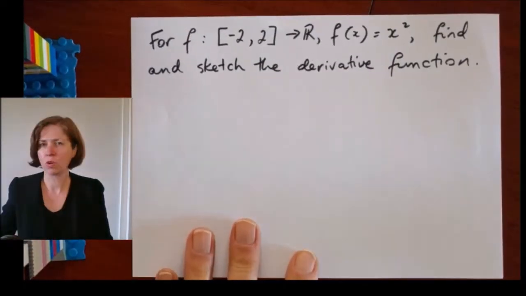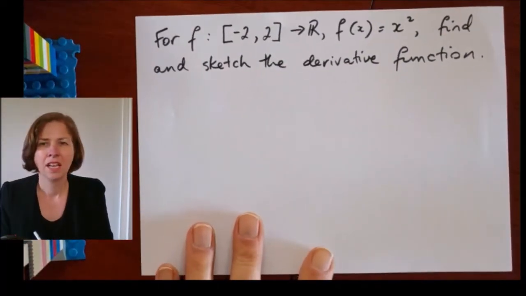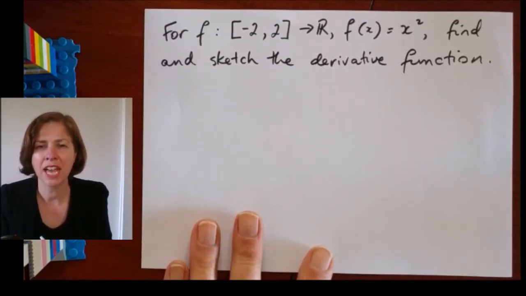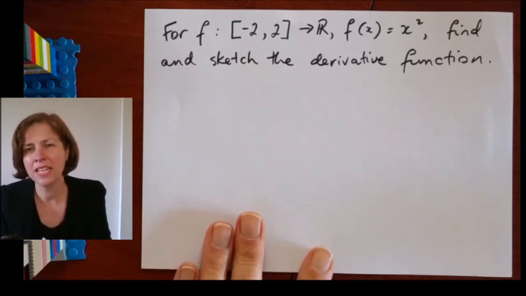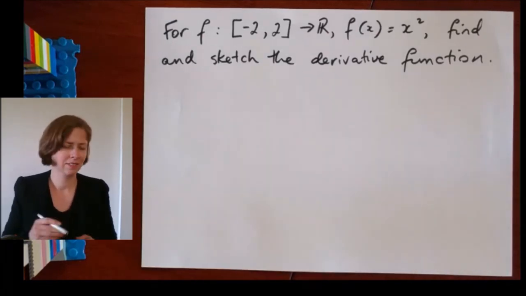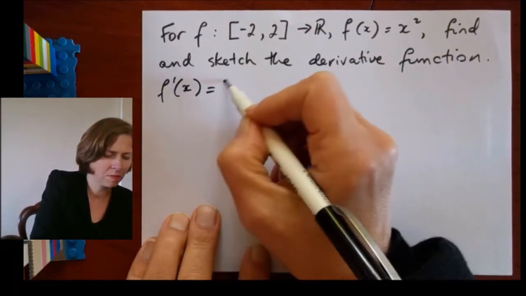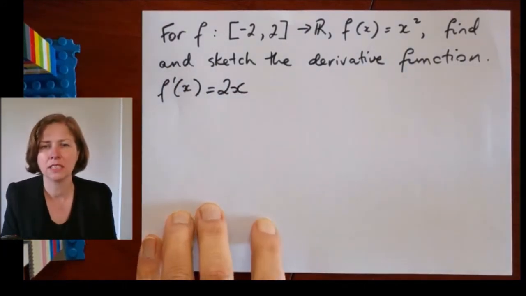There's one other implication that we want to look at. Here I've chosen a nice easy function for us, f, such that over the domain of negative 2 to 2 maps onto the reals, f of x equals x squared. Find and sketch the derivative function. Okay, it's a quadratic. I can do this. f dash of x is going to be 2x. It's a nice straight line.